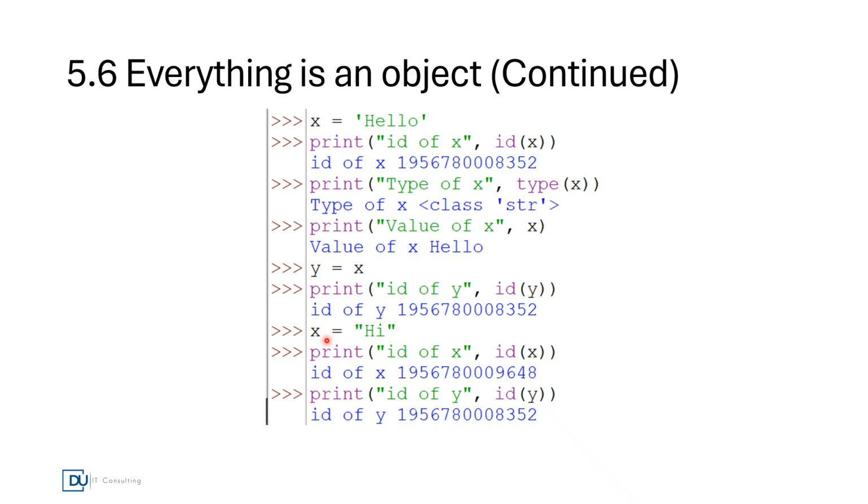Now I'm changing the value of the variable x by saying x is equal to pi. Now I'm printing the id of x using the id function. As you can see, the id is different from the initial id of x. In the last line, I'm printing the id of y, and this is the previous id of x, as you can see here. So y retains the same memory address, but x's memory address has now changed.